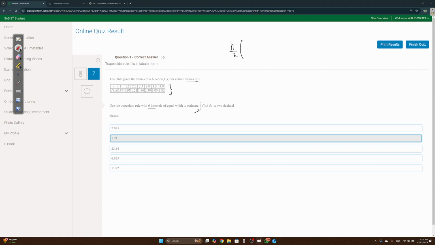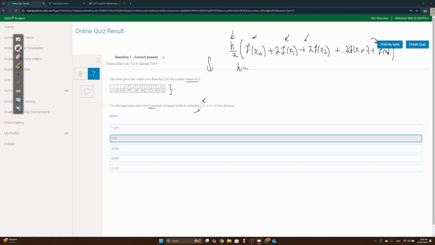It's h over 2 times [f of x0 plus 2 f of x1 plus 2 f of x2 plus dot dot dot 2 f of x n minus 1, and then the last one is just f of x n]. So it's always 2 times except for the first and last. And this h is equal to, what did we say it was equal to?